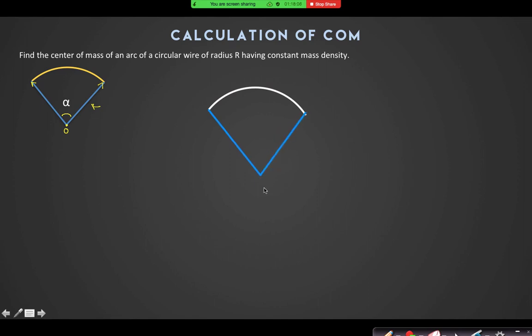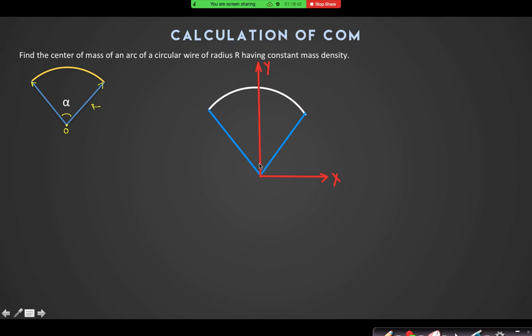Suppose this is the arc. I will draw this y and x axis like this. Why will I draw it? Because I want to exploit the symmetry. This configuration is symmetric about the y-axis. So I can very easily say what the x-coordinate of the center of mass is. Can you tell me what the x-coordinate of the center of mass is here? 0. Because it is symmetric about the y-axis.